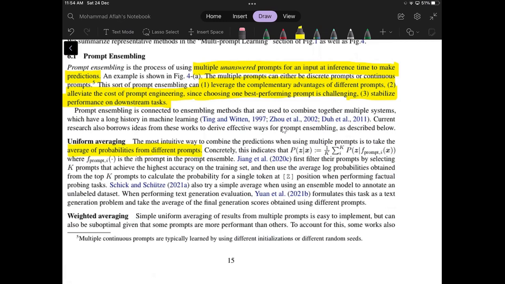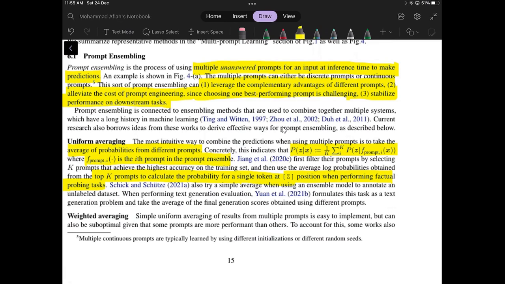Concretely, this indicates that you're just averaging over the probability of the tokens, where this is the ith prompt and this is the function for the ith prompt. Jiang et al. first filtered these prompts by selecting the k prompts that achieve the highest accuracy in the training set, and then used the average log probabilities obtained from the top k prompts to calculate the probability for a single token at z. Each prompt gives a probability distribution at z for tokens, and then they can just uniformly average that. This was when performing factual probing tasks. There you can have a single answer.